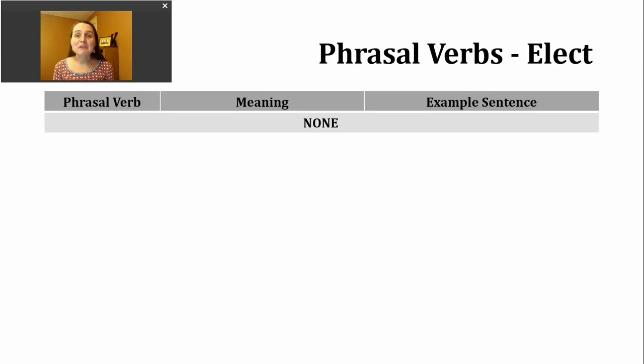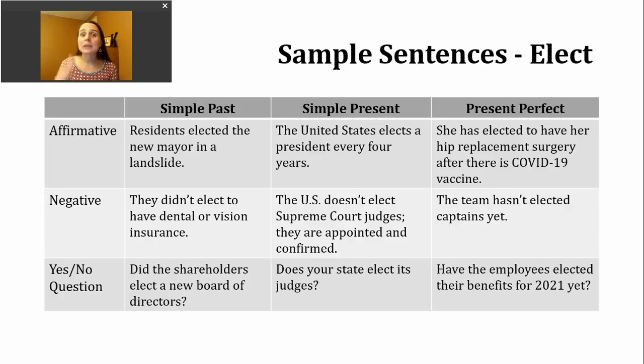After some of our verbs earlier this week where we had lots of phrasal verbs, you might be relieved to know that I don't have any additional meanings or usages for this particular verb. So let's continue to practice using the verb elect in some different verb tenses. Today we'll talk about the simple past, simple present, and the present perfect.